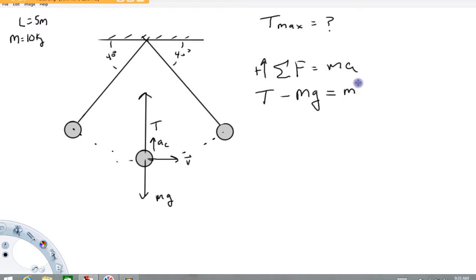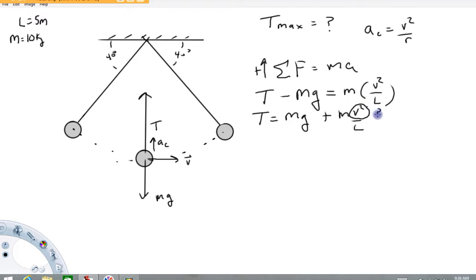So we're going to have m times a, and I'm going to put v squared over L for the acceleration. Here's why I did that. Centripetal acceleration in general is calculated by v squared over r, where r is the radius of the path it's taking. The distance from here to here is essentially equal to the length of the rope, so that's why I put L in that location. Now this equation can be solved for the tension just by adding mg to both sides. So we're going to have T equals mg plus mv squared over L. But now the million-dollar question is, what do we do about the v squared?